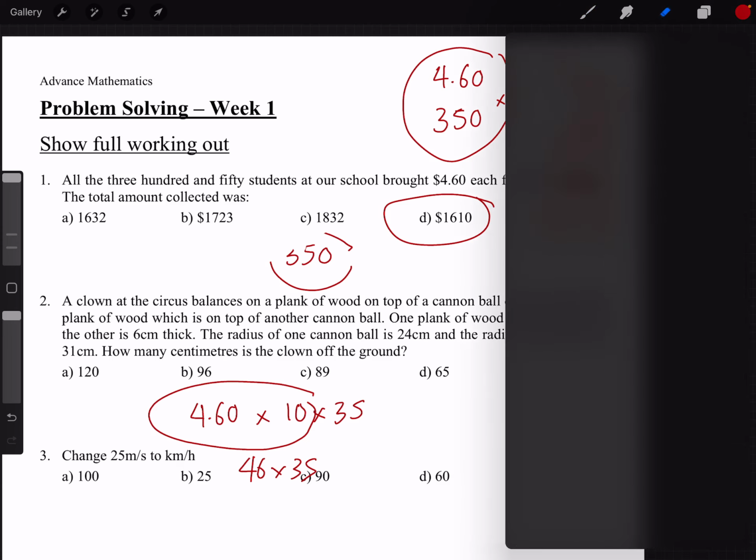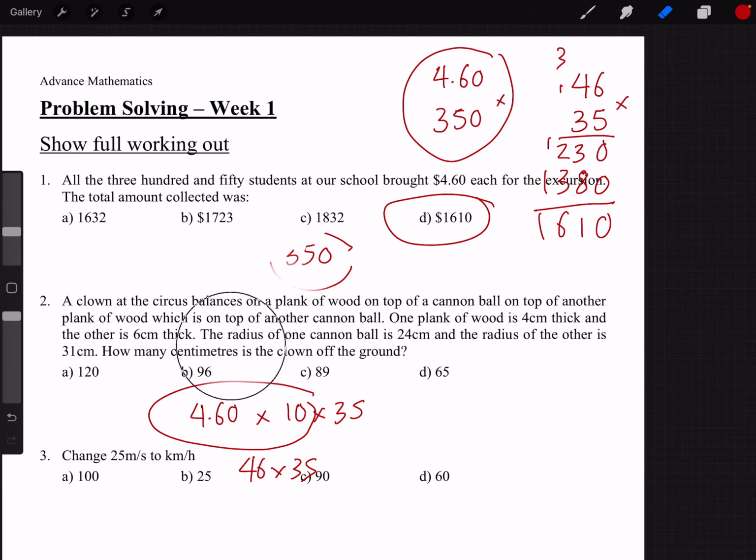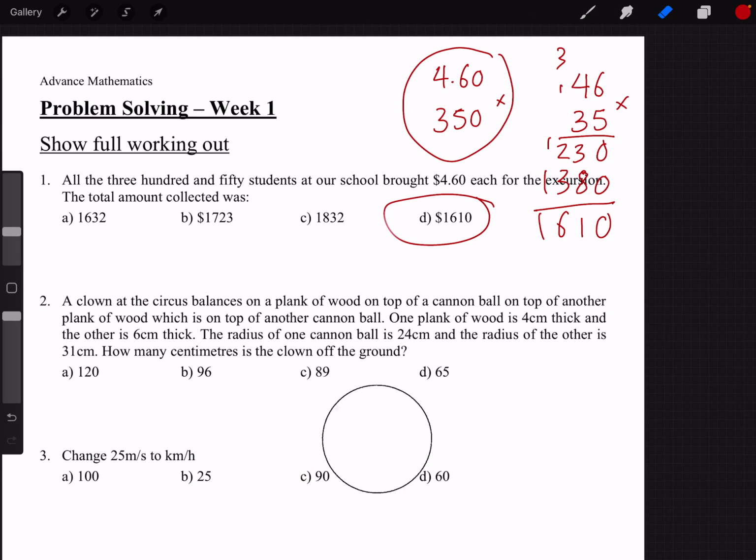Let's see if I can get a bigger rubber. This rubber is so tiny. That's better. All right.